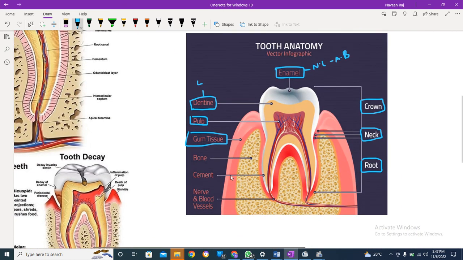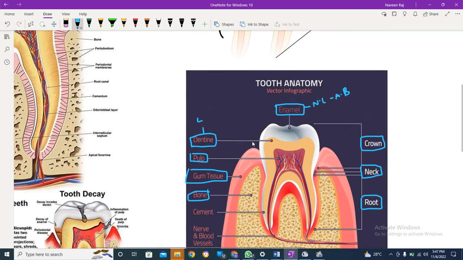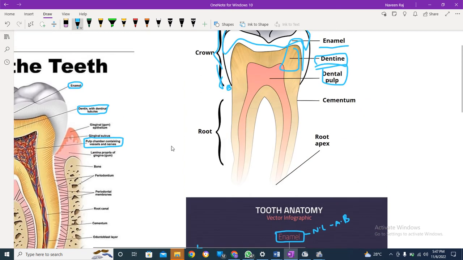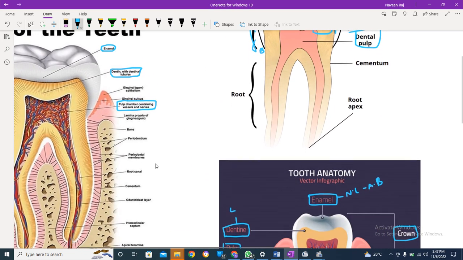And here we have the bone. This is the alveolar bone, and it works as a socket for the tooth. The tooth is embedded in this socket, and this is the bone, the alveolar bone. And let me see if I can find it over there.